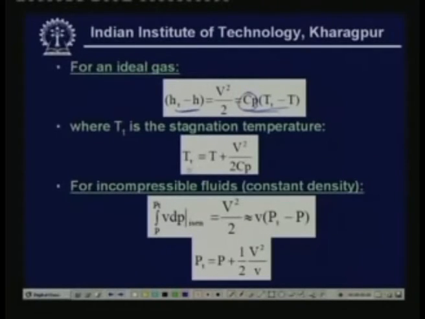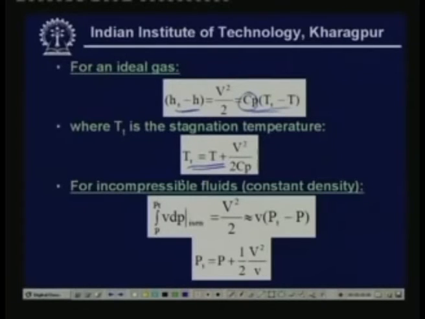So, from this expression you get an equation for the stagnation temperature Tt, that is equal to the static temperature T plus V square by 2 Cp. Okay, and you have to be careful about the units here: when you are using Cp as kilojoule per kg Kelvin, and if you are using V as meter per second, then you have to divide this expression by 1000. Okay, because only then the units will tally. So, you can see here that when the velocity is small, the static temperature is almost same as the stagnation temperature.